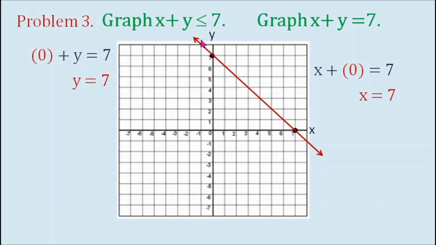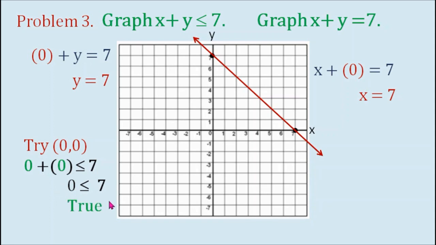Now this line divides our coordinate plane into 2 regions, below the line and above the line. Now let's find out which region is the graph of x plus y is less than or equal to 7. Let's try a point, and again the easiest point to try is 0, 0. So we are going to substitute x with 0 and also y with 0. So that means 0 plus 0 is less than or equal to 7, and that is 0 less than or equal to 7.